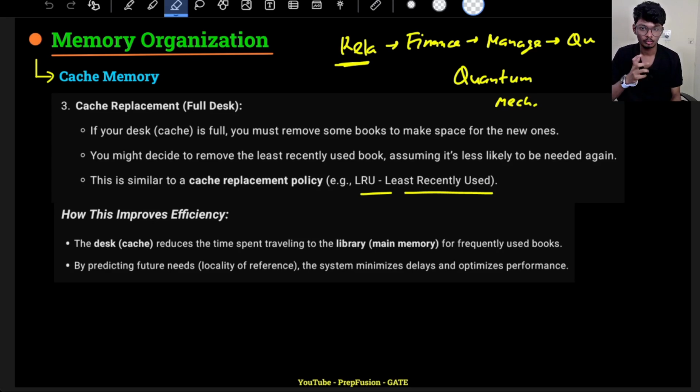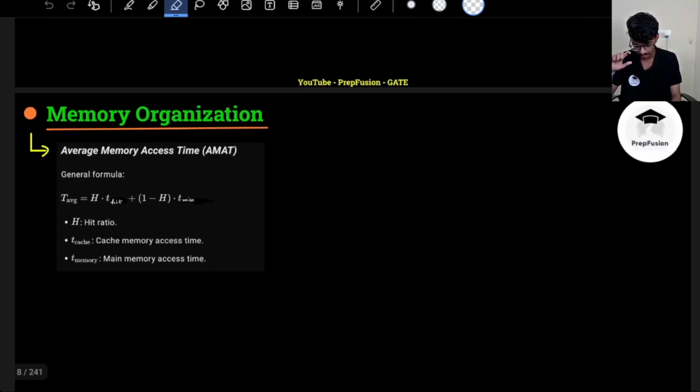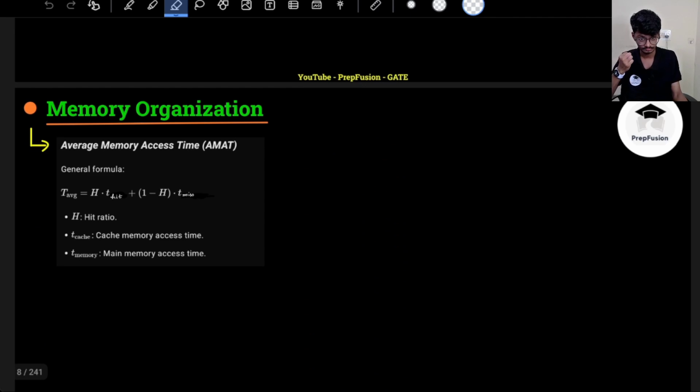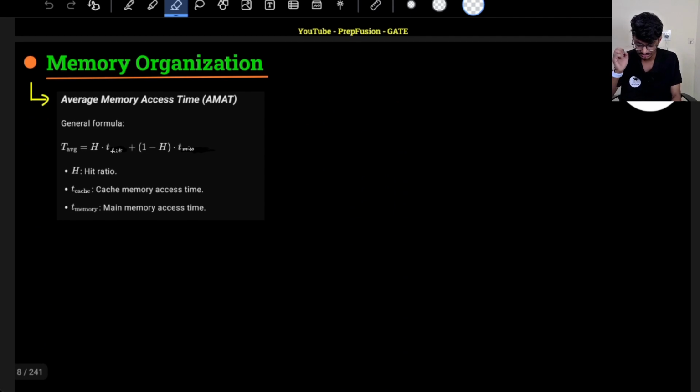So I hope now you have understood how cache memory improves the performance, and what is LRU. We'll learn about LRU later on in this lecture itself. So now let's learn about a few more topics. This is another topic that I wanted to discuss here, the average memory access time. So what is my average memory access time?